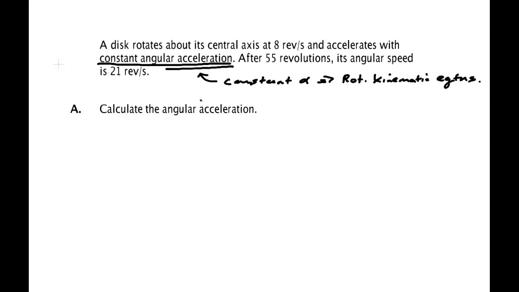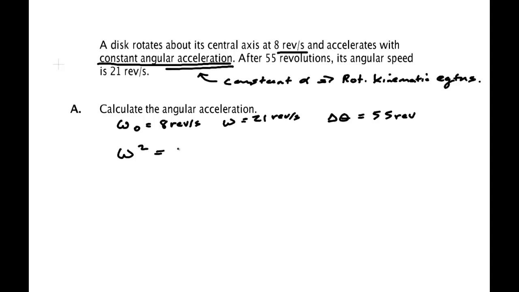Calculate the angular acceleration. In this problem, I'm told that omega naught is 8 revolutions per second, omega is 21 revolutions per second, and delta theta is 55 revolutions.